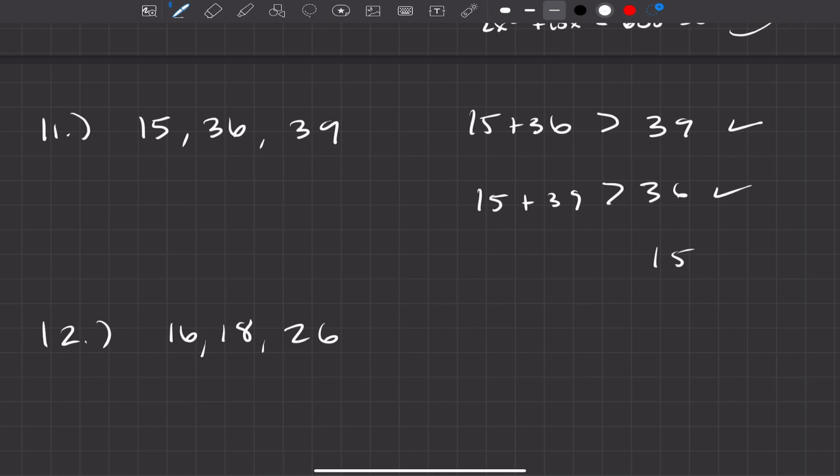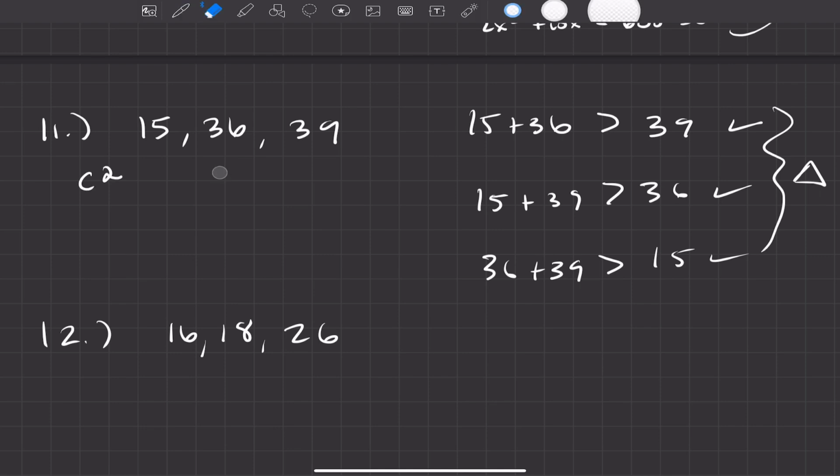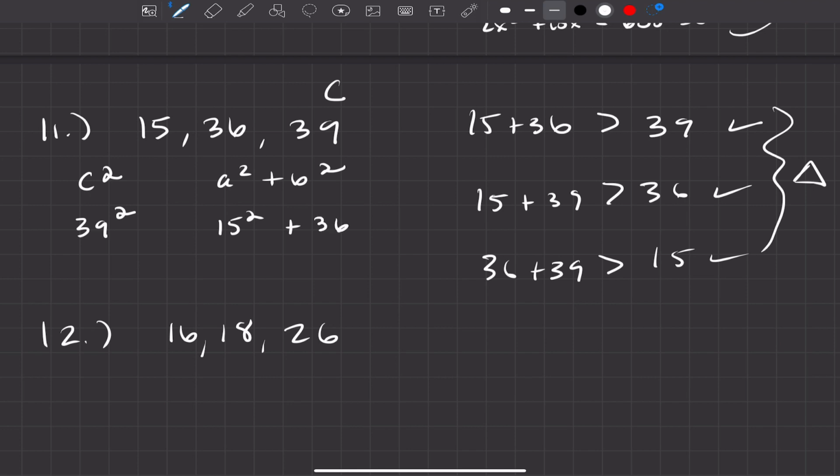Okay, so now, lastly, we have 36 plus 39, which is obviously greater than 15. So since all of these do check out, it does form a triangle. Okay, so now what type of triangle is that? You're going to write c squared, blank, a squared plus b squared. So c should be the longest side always. So 39 squared, blank, 15 squared plus 36 squared.